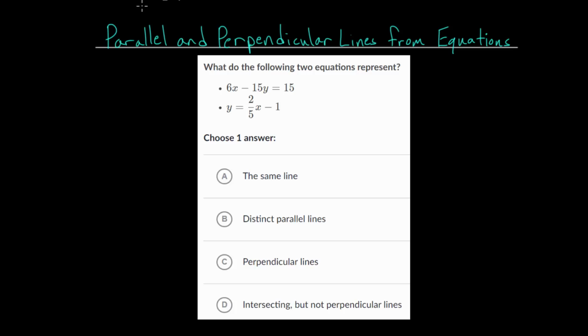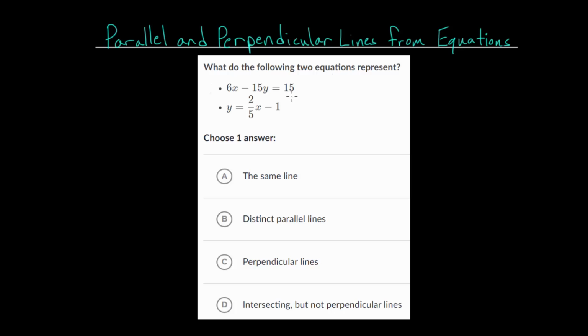In this video, I'd like to talk about parallel and perpendicular lines from equations. So with these example problems, we'll be given two equations, and we will need to determine if these equations are parallel or perpendicular or something else.